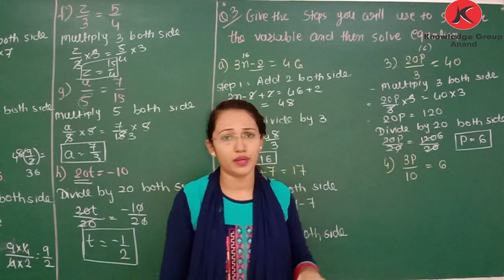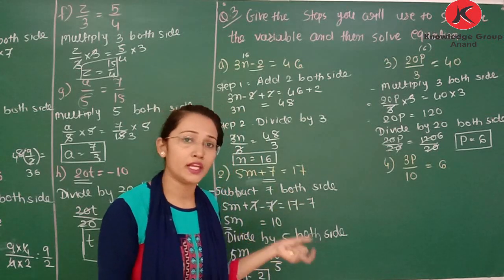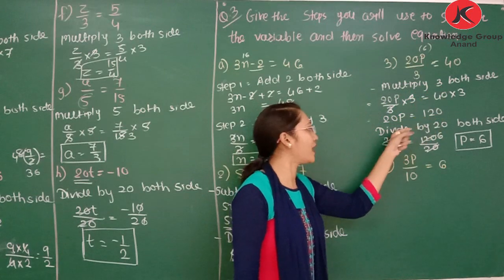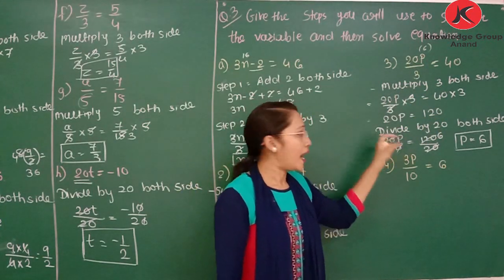Whenever there is a multiplication and division with a variable, then you can perform any operation first. Instead of multiplying 3 first, you can write divide by 20 both sides.